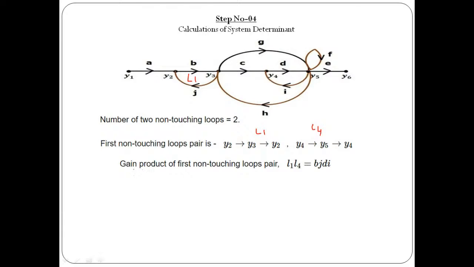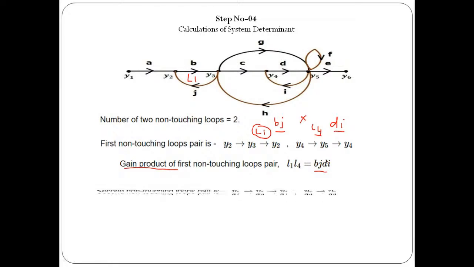So what will be the gain product of this pair of non-touching loops? We need to multiply their gains. So what is the gain of loop 1? Loop 1 gain is B into J. Then what is the gain for loop 4? It will be simply D into I. So we need to multiply B into J and D into I. So it will be BJDI. This will be the gain product of the first pair of two non-touching loops.